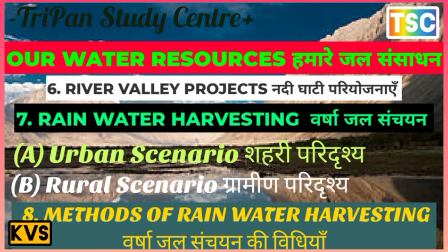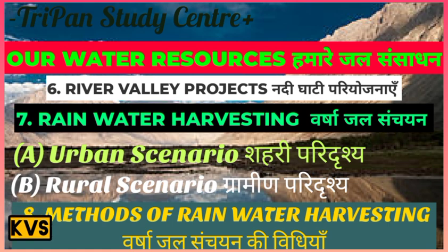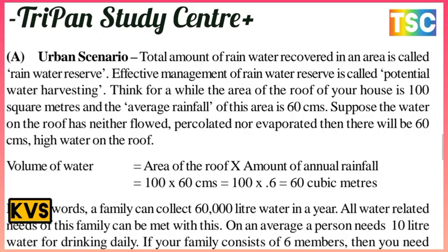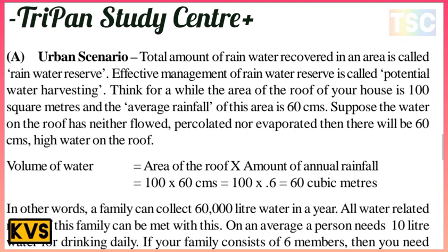The first point here is the urban scenario. The total amount of rainwater received in an area is called the rainwater reserve. That is important. Effective management of the rainwater reserve is called potential water harvesting. You know what this is called: effective management of rainwater reserve is called potential water harvesting.